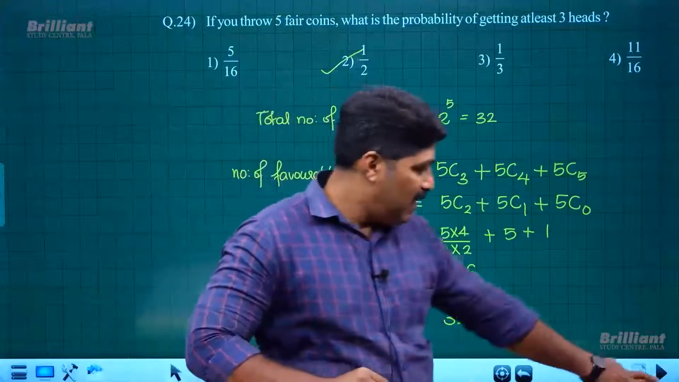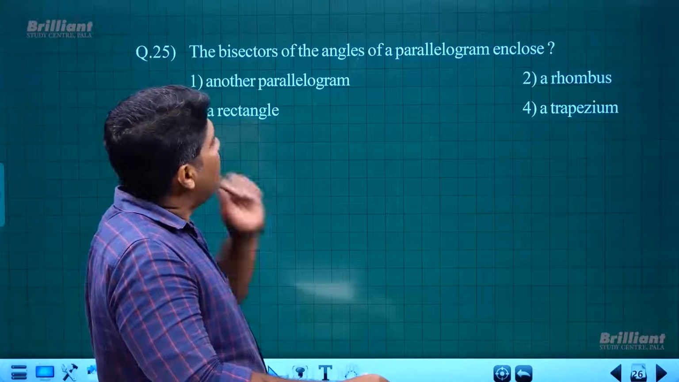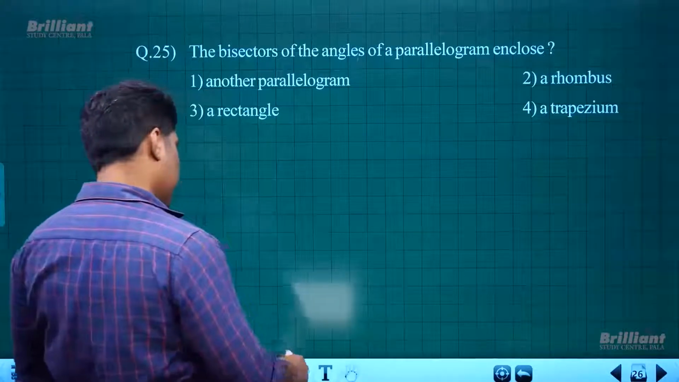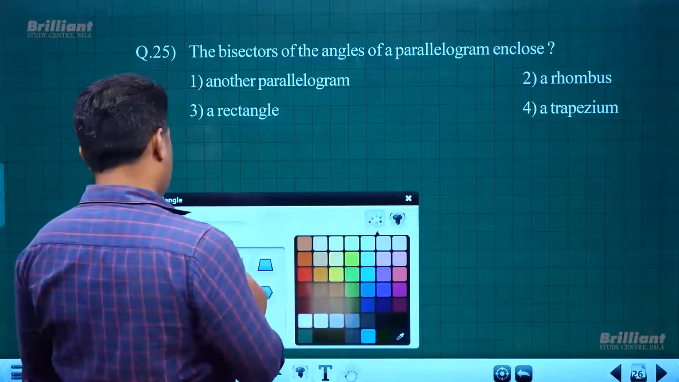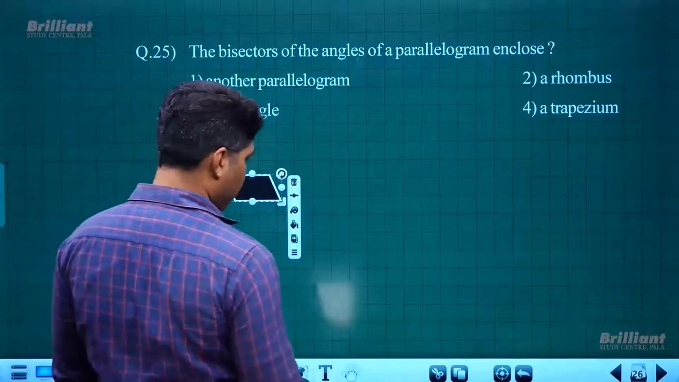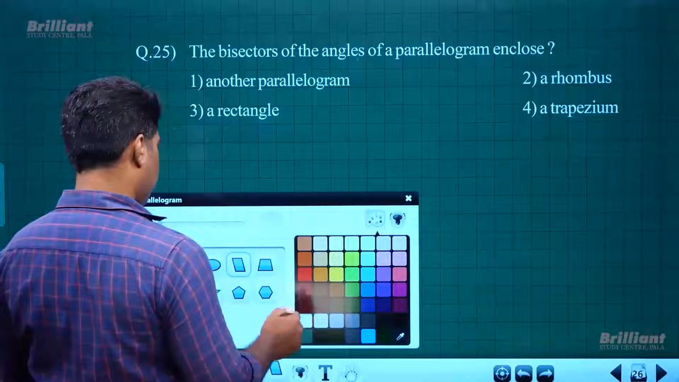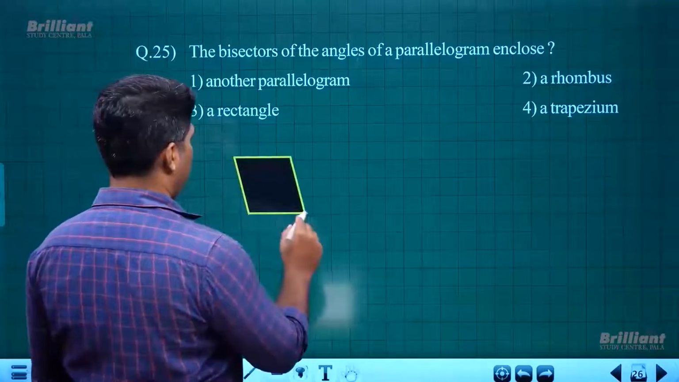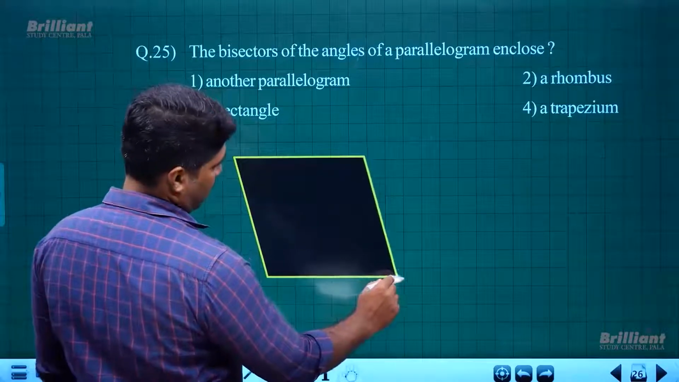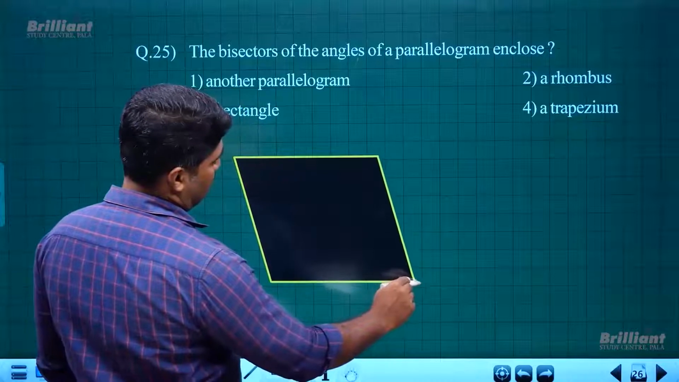Okay. Then the final question. The bisectors of the angles of a parallelogram enclose. So that's an interesting geometrical question. From this question, first of all, we consider a situation. If you're drawing a parallelogram like this, parallelogram.